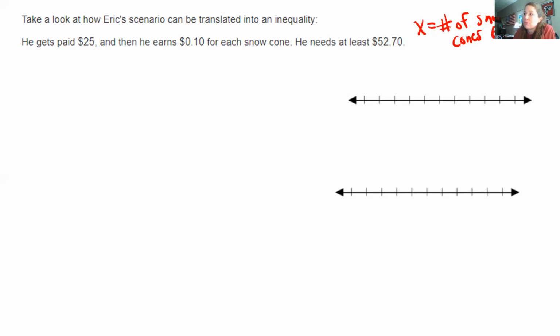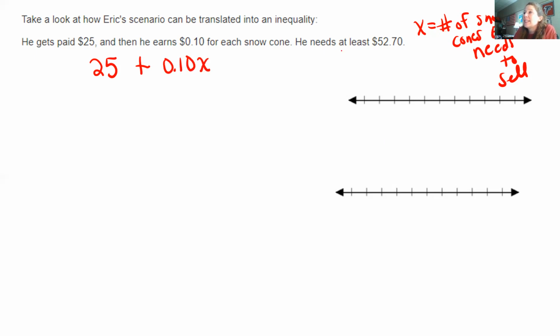We know how much the snow cones are. We know how much money he needs. What we don't know is the number of snow cones Eric needs to sell. Do you understand? If he's going to make money by selling snow cones, well, he already has $25, plus he earns 10 cents per snow cone. So how many snow cones does he need?